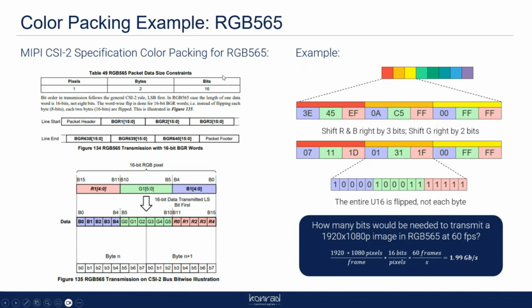Here's another thing. This is RGB 565. It uses 16 bits. So we're using fewer bits. We're only using 2 bytes per pixel. Same thing, just represented a little bit differently.